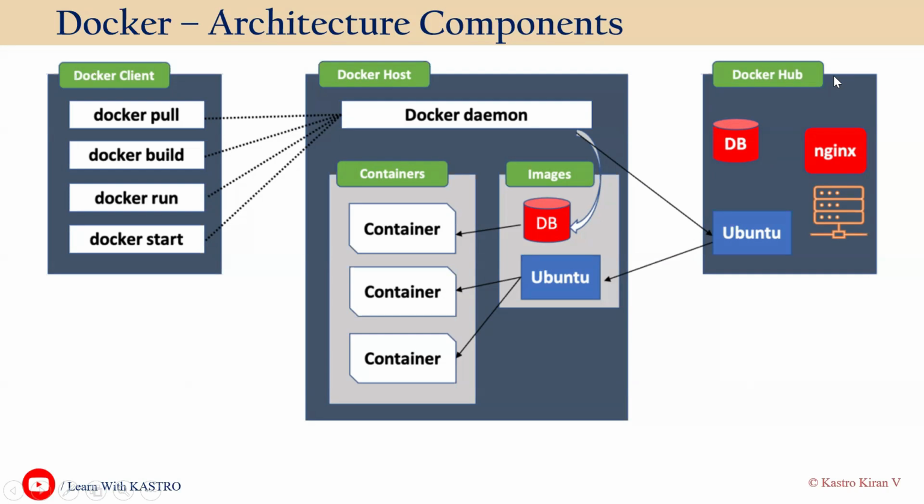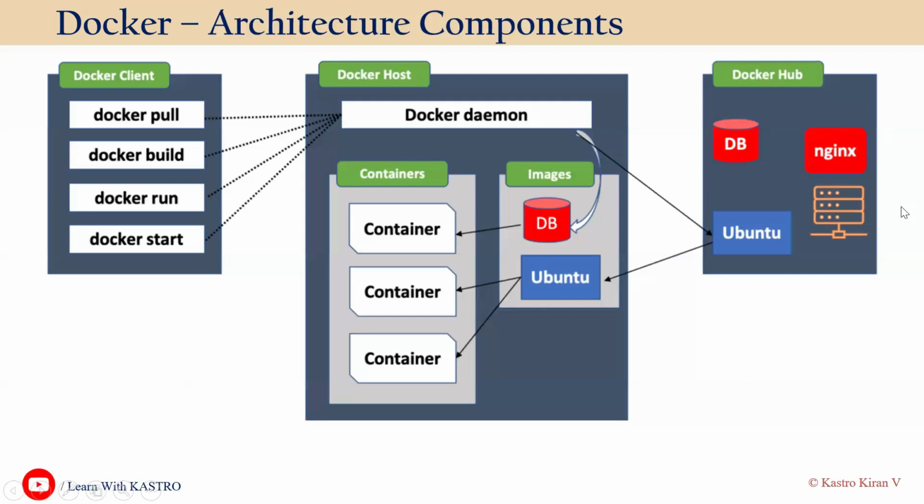Inside the Docker client, we are going to execute different Docker commands. These are the Docker commands: docker pull, docker build, docker run, docker start. We'll be seeing all of these commands practically from the next session onwards. So the first thing is the Docker client, where we execute the commands related to Docker. And inside the Docker host, we'll have a Docker daemon. We'll talk about what exactly the Docker daemon is. Inside the Docker host, we will be creating the containers and the images. And Docker Hub is a place where we are going to store the Docker images. We have already understood this one.